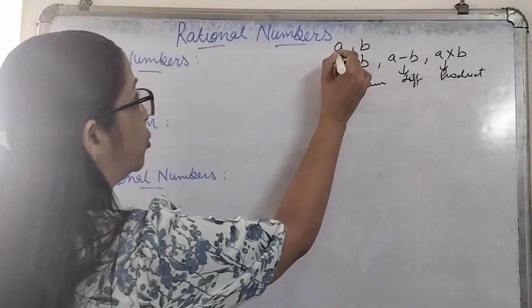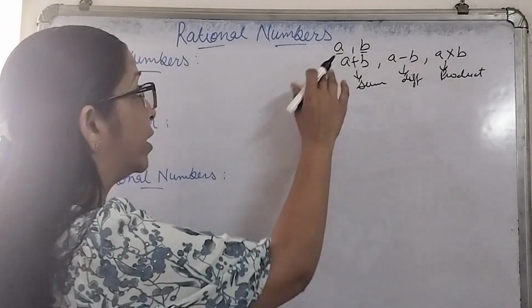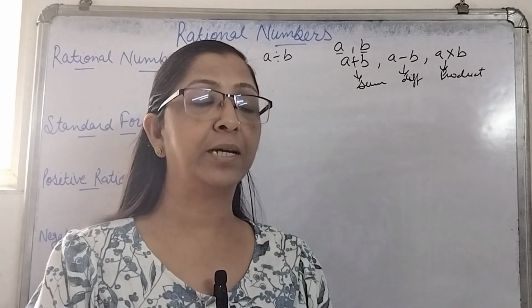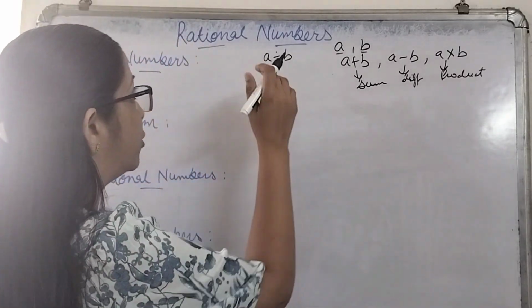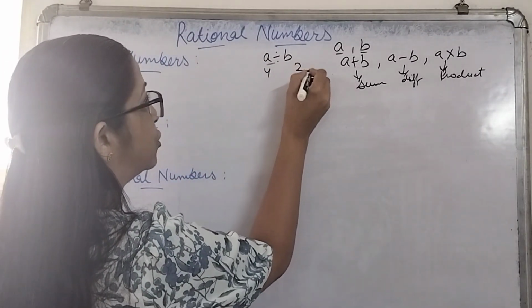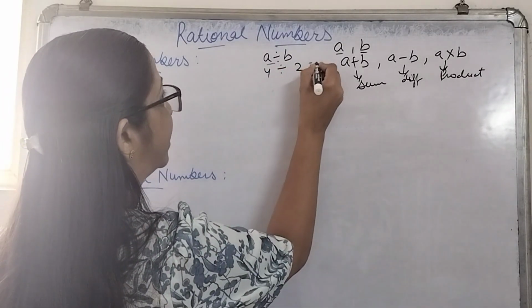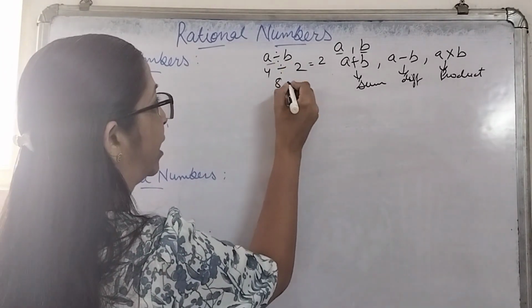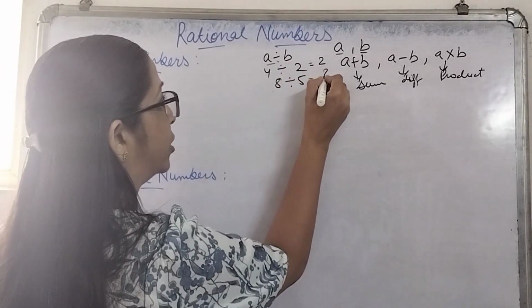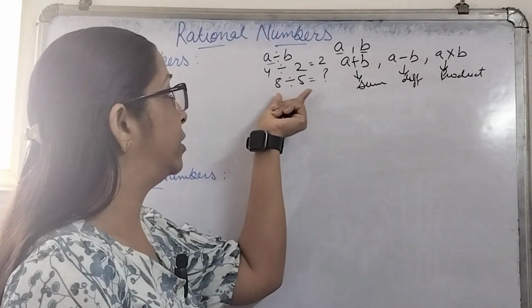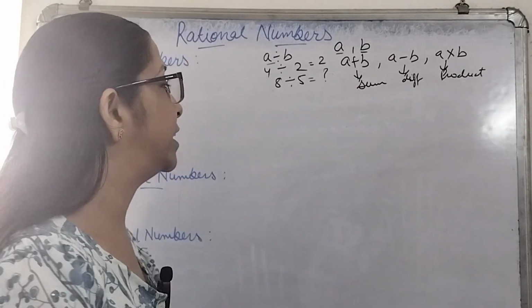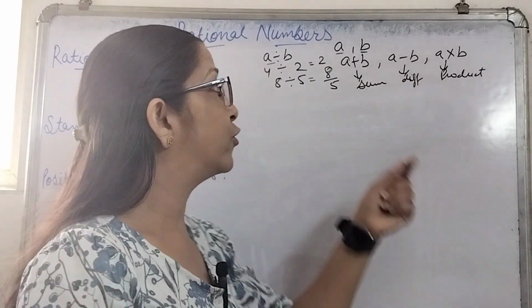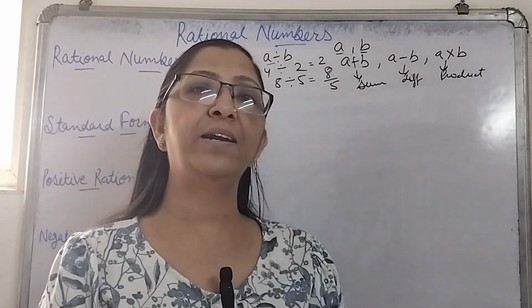But if we are going to take two integers and divide them, then it is not compulsory that the quotient will always be an integer. It may be the case or it may not be the case. Suppose I take a as 4 and b as 2. If we divide these two, we will get 2, that is an integer. But if the value of a is say 8 and the value of b is say 5, then the quotient is not an integer. The value will be 8 upon 5, which is a fraction. And from here only the concept of rational number arises.